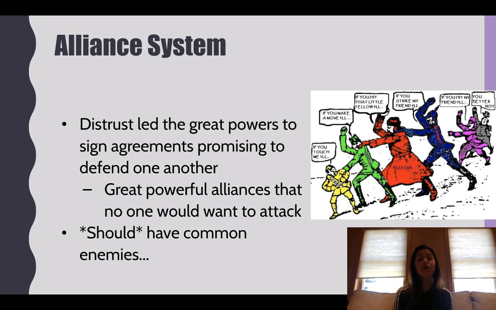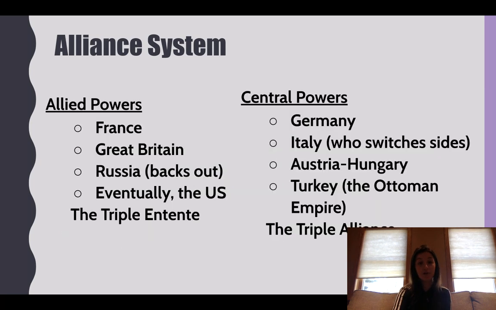And theoretically, you shouldn't have common enemies. But what ends up happening is, because of the secrecy, the enemy lines get a little bit blurry. When we try to understand who the big powers were, we have two main power systems or two main alliances in World War I. And these are the Allied powers versus the Central powers.